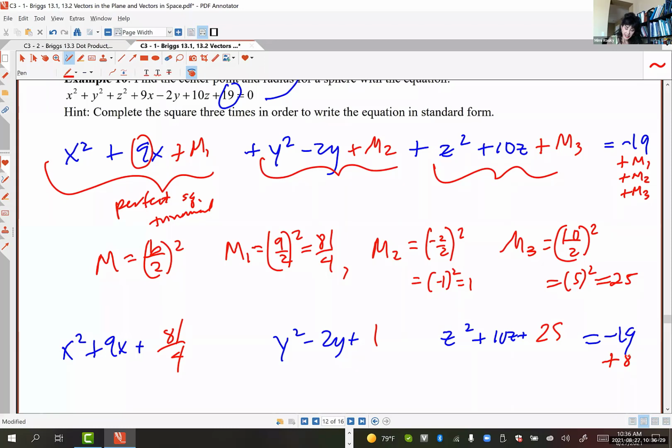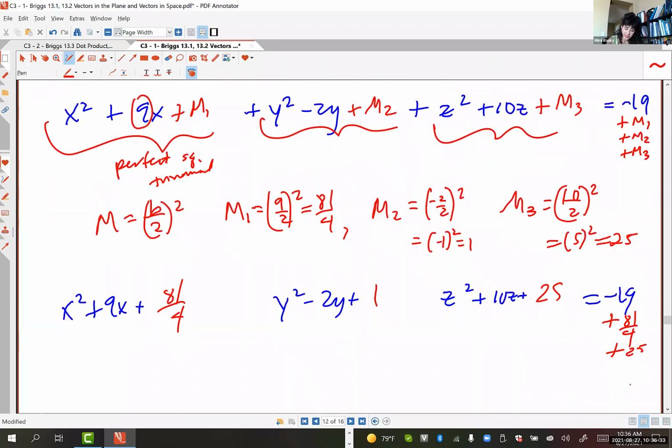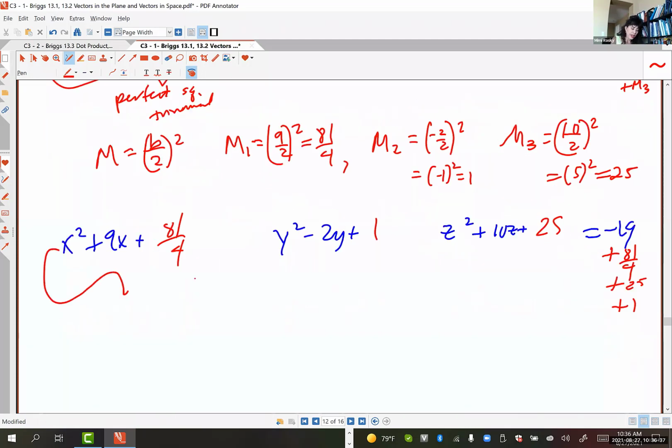Don't forget to add all 3 of those numbers to the right-hand side also. So how does this factor? And I claim it does. It's going to always factor as x plus b over 2. You're guaranteed. So for us, that's x plus 9/2, the quantity squared. If you don't believe me, FOIL it out.